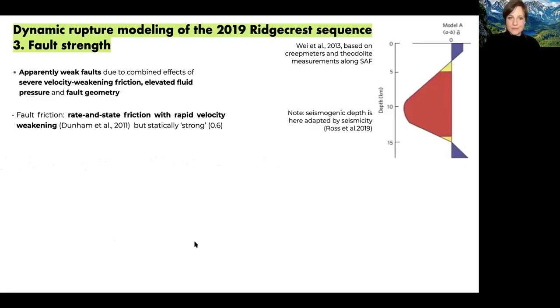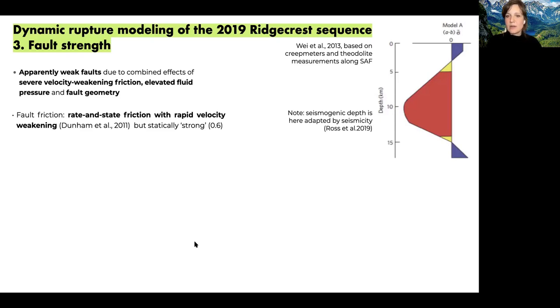Fault strength is here constrained following previous work, specifically illuminating rupture cascading during the complex 2016 Kaikoura, New Zealand earthquake. We are assuming apparently weak faults due to the combined effects of severe velocity weakening friction, elevated fluid pressure, and fault geometry. The fault friction we are applying is a rate and state friction law with rapid velocity weakening, but is statically strong, equivalent to a static friction coefficient of 0.6.